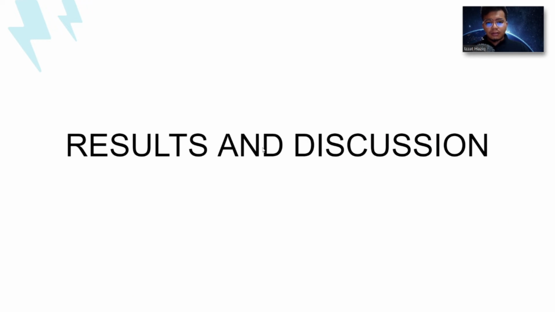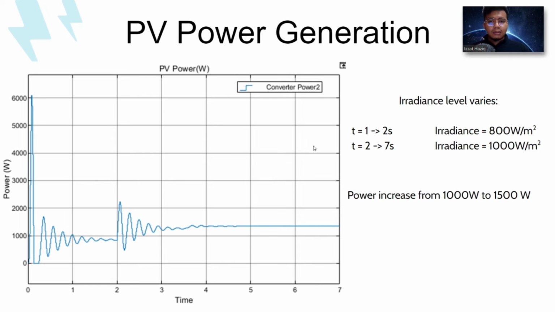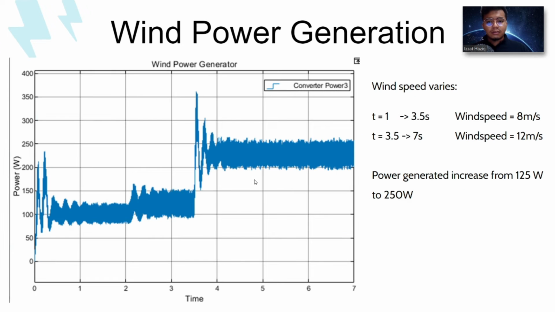And for the result and discussion, this is the result of PV power generation. For the input of the PV, the irradiance is changed from 100 to 1000, and we can see here the power increases from 1000 watts to 1500 watts because of the change in irradiance.